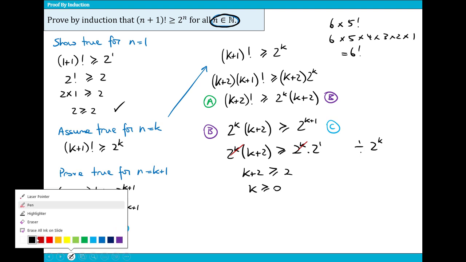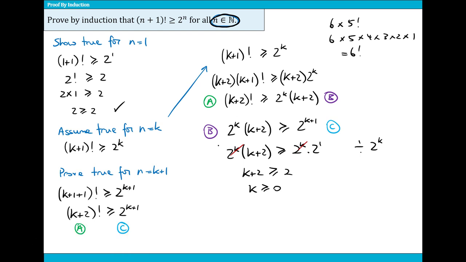And the way we can write that is we can have the A first. We know that k plus 2 factorial is greater than or equal to B, which I'm saying is 2 to the power of k times k plus 2. And I also know that this is greater than or equal to 2 to the power of k plus 1, the C. Hence, A is obviously bigger than C, which is what I was trying to prove.